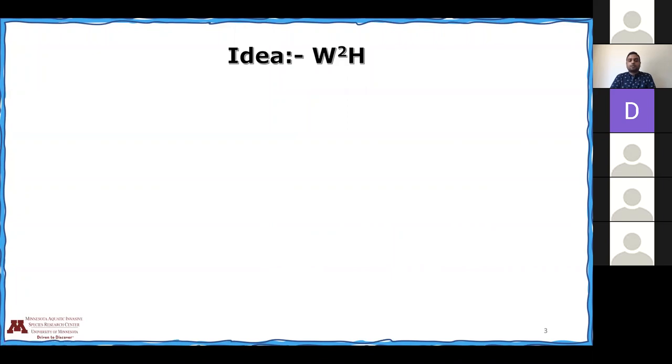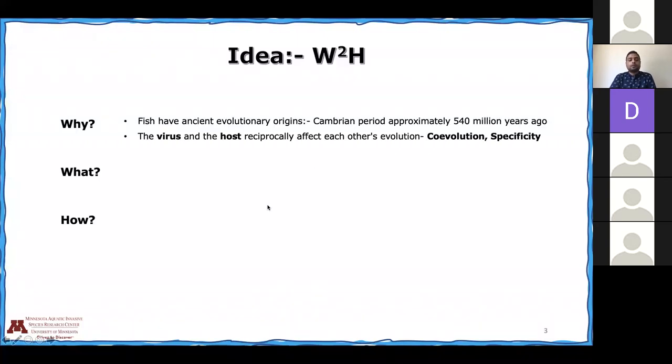A couple of years ago, our research team got a very large number of naturally occurring fish mortality event samples. So we thought about how we can use those samples for our research community. Based on that idea, we have three things to consider. First, why we need to use the fish mortality events or fish samples for looking for viruses.